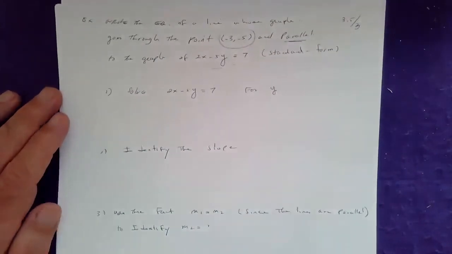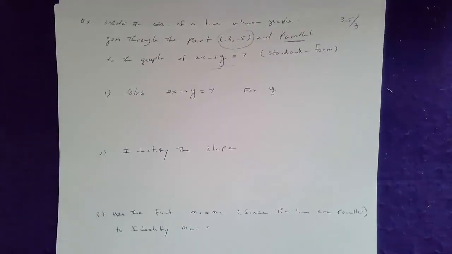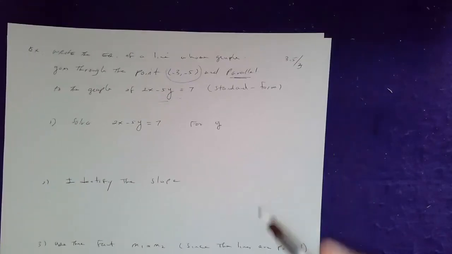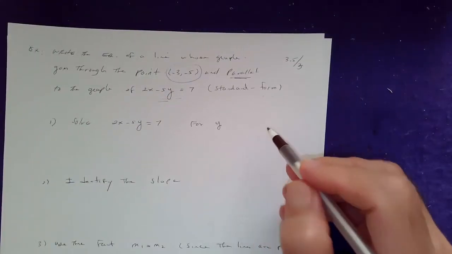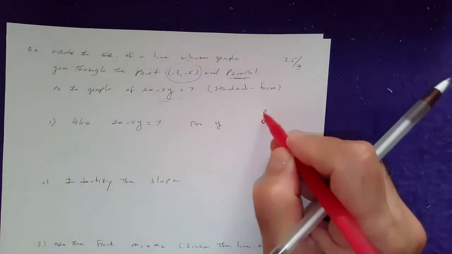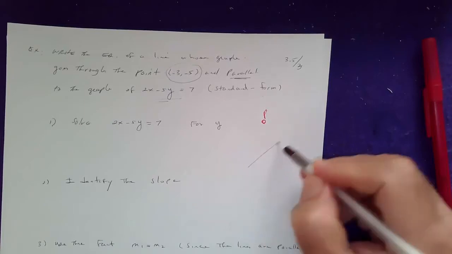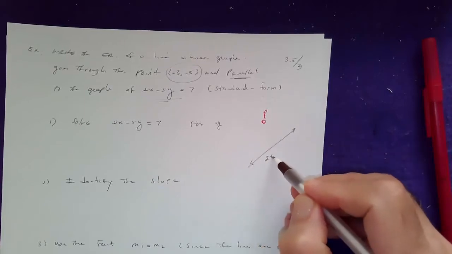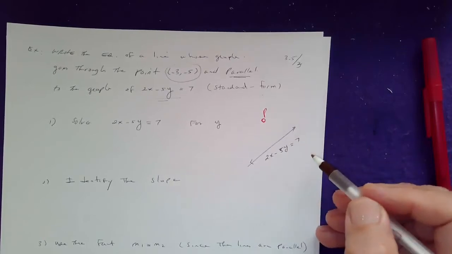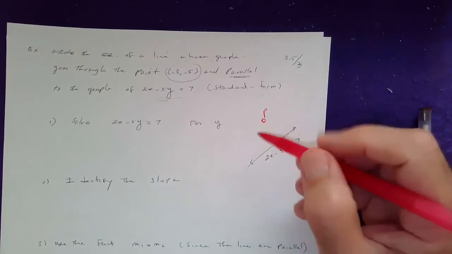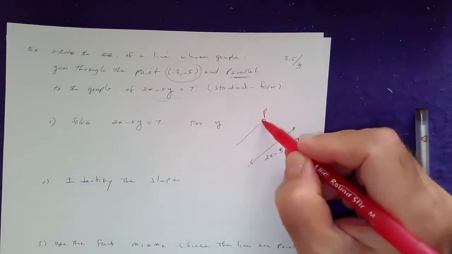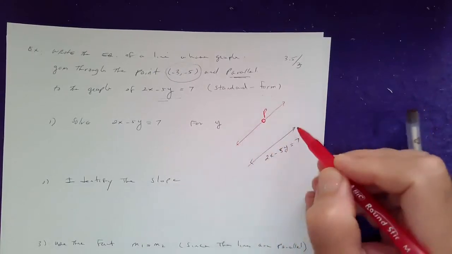So there are like 4 steps we have to follow to get the answer, correct? Just to give you an idea what's going on: you have a point, okay? You have a line, okay? The equation of this line is 2x minus 5y is equal to 7. They want you to draw a line which goes through this point and at the same time is parallel to this line.